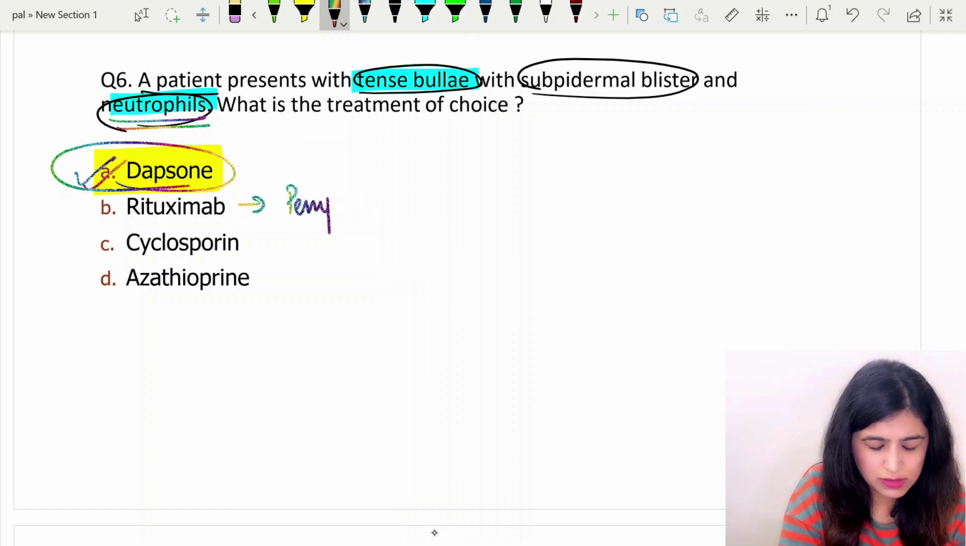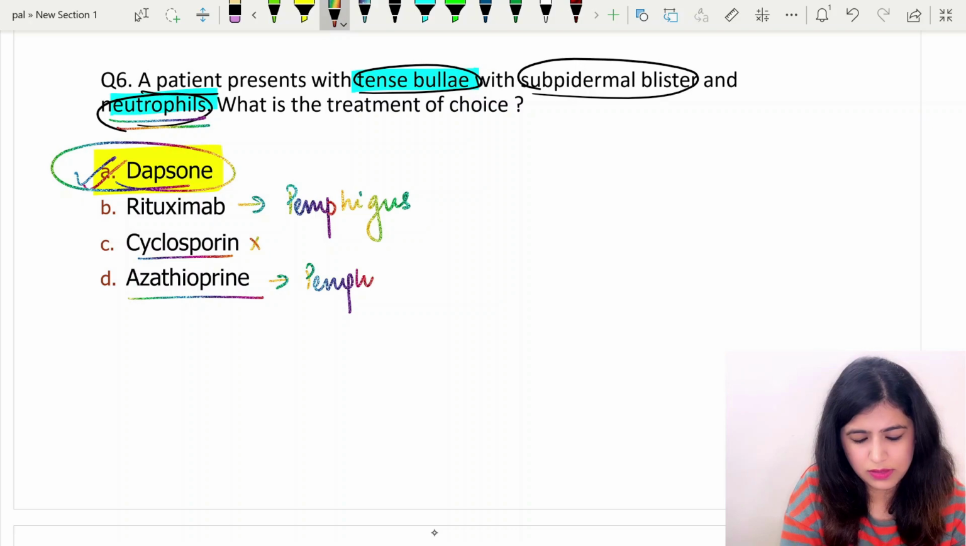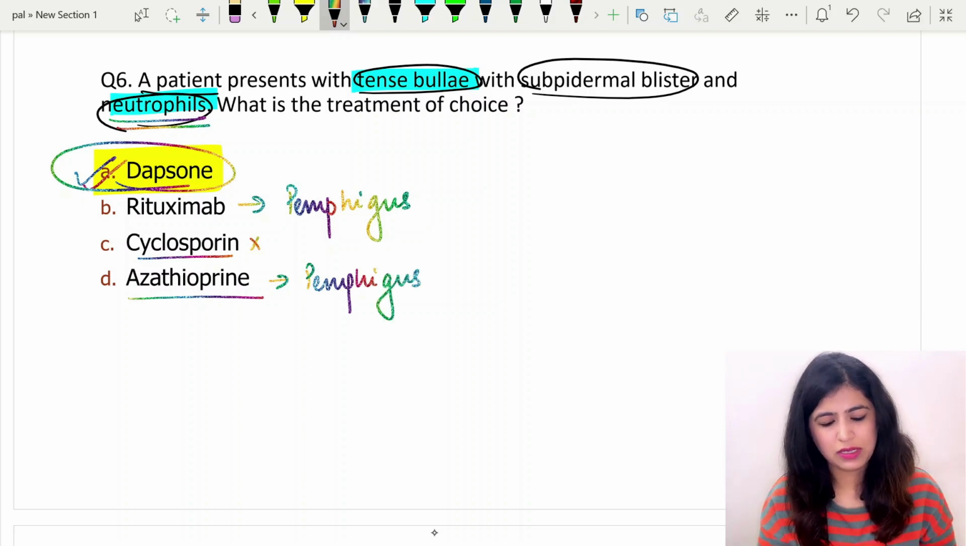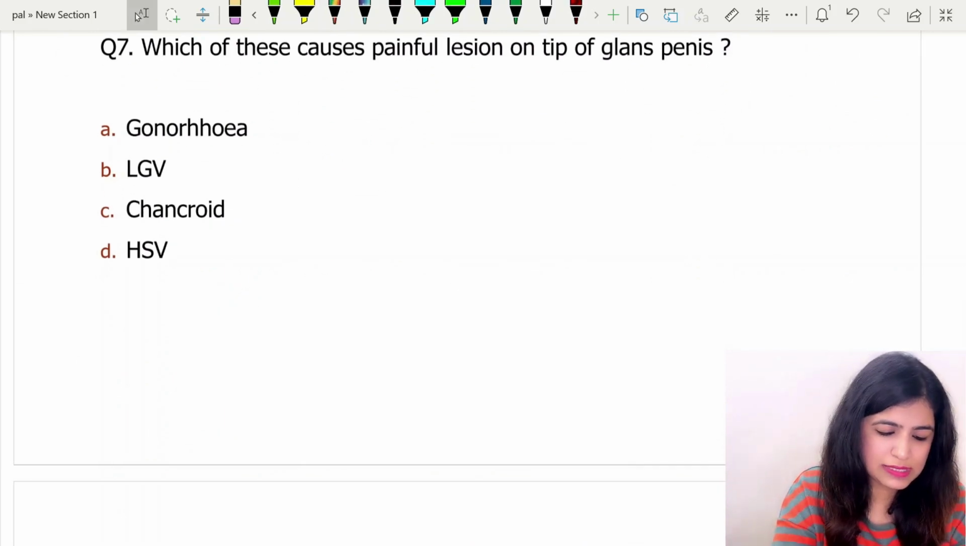Rituximab is used in pemphigus. Cyclosporin generally not used in the immunobullous disorders. Azathioprine is again used in the pemphigus. Clear to everyone? Good. Coming to question number 7.